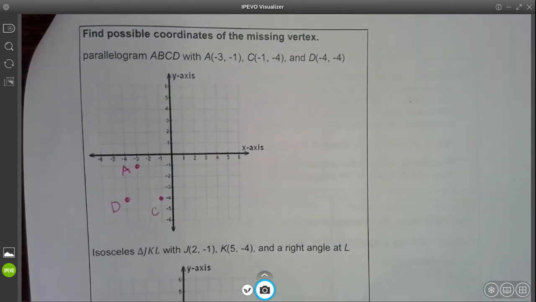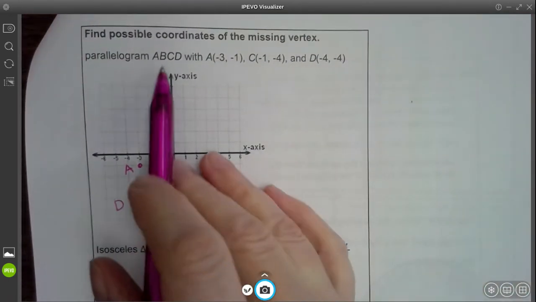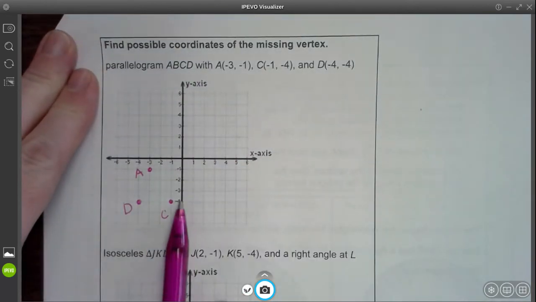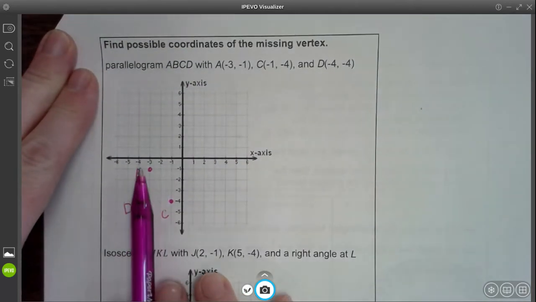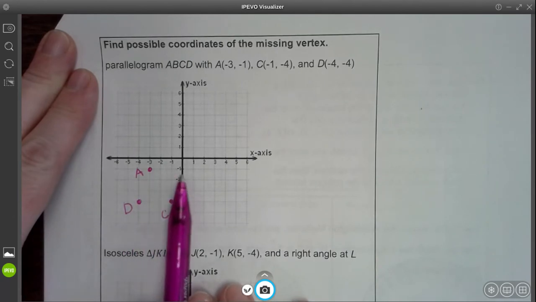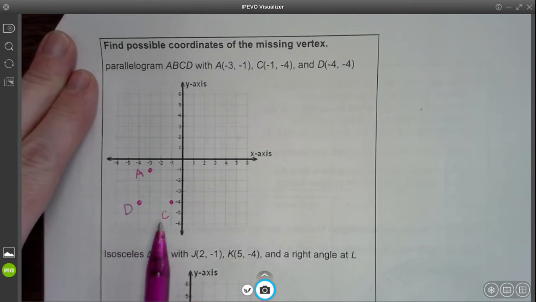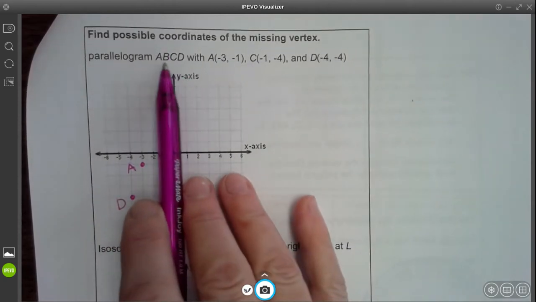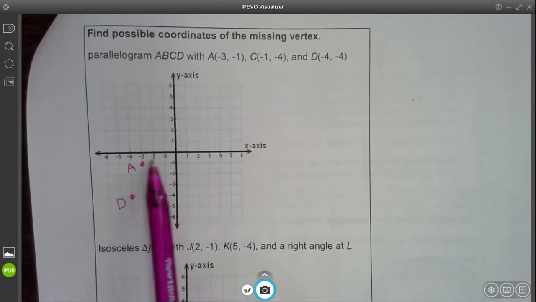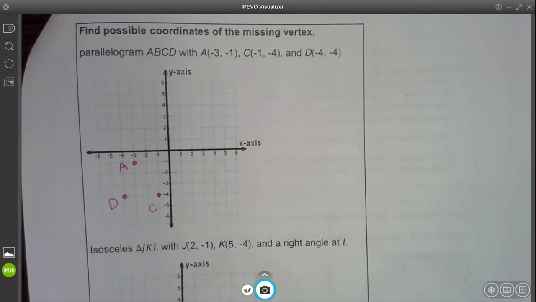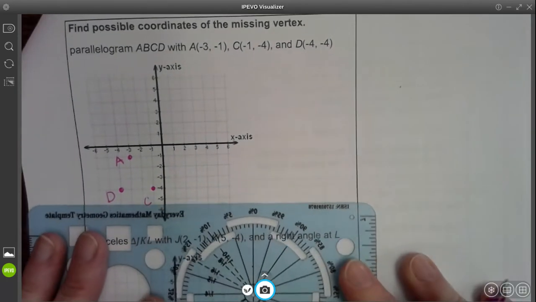Okay, so now here's the thing. Again, I just told you that the order of the letters is important because in order to have a parallelogram, if the order of the letters didn't matter, I technically could put a vertex up here somewhere, or I could put one out over here, or I could put one down here. But since B comes in between A and C, that means the B has to be out over here somewhere. Okay, in order to figure that out, I'm going to look down here.